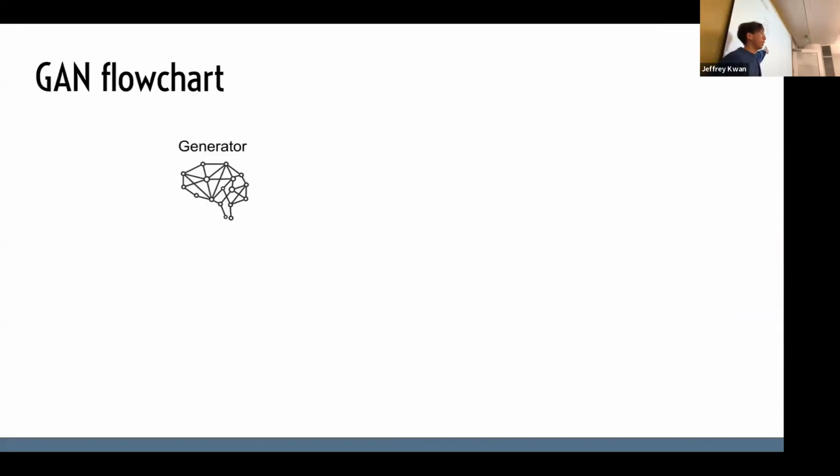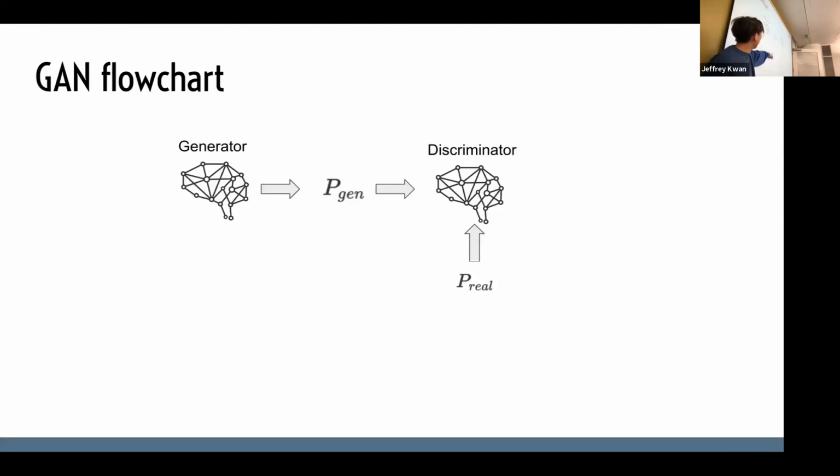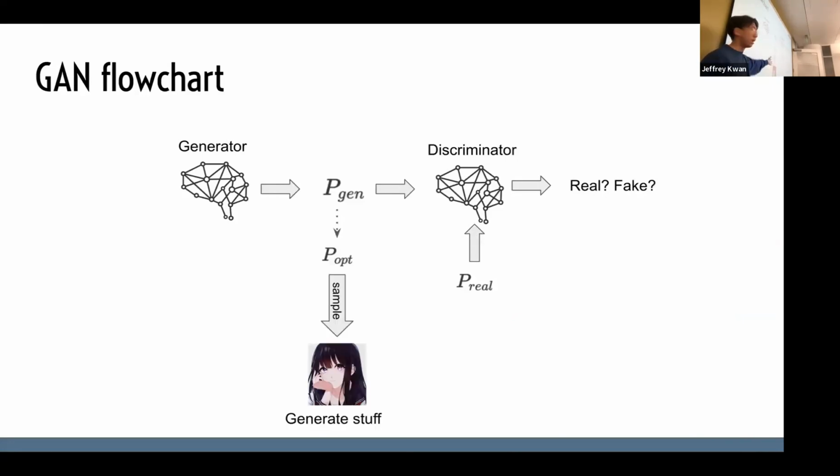So basically you have a generator, right? You're going to try to generate a probability distribution. And you're going to feed that in with the real one into the discriminator. And then the discriminator is going to try to tell you if it's real or fake. And then eventually, when you do this enough times, you get an optimal probability distribution, which you can sample to generate stuff. Okay? What do you mean by sample? Basically, you have a distribution, right? And then you just kind of, I don't know, actually, do you know?